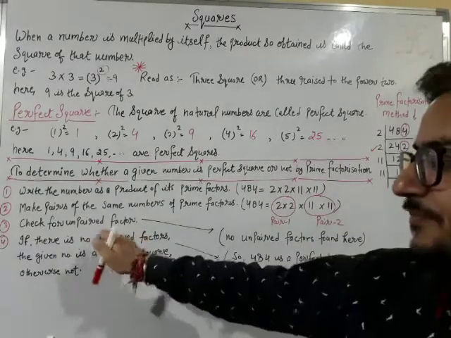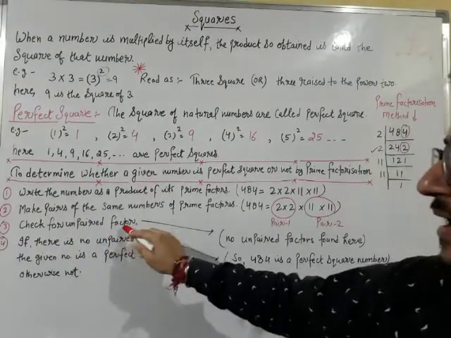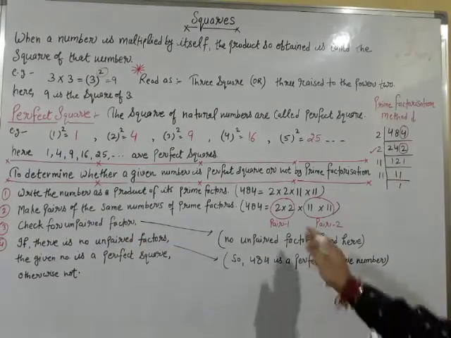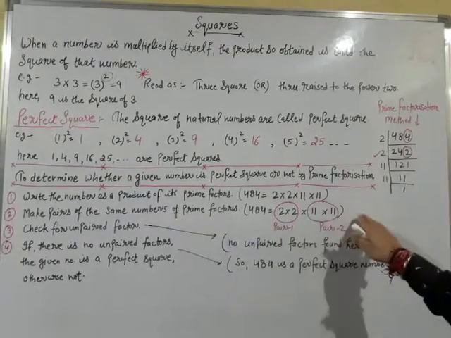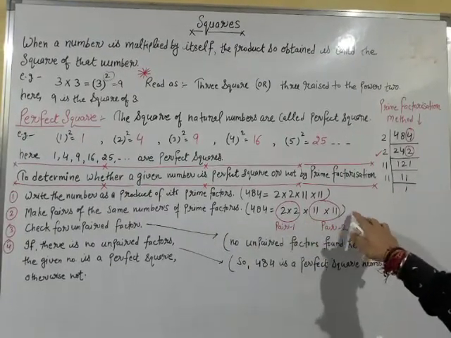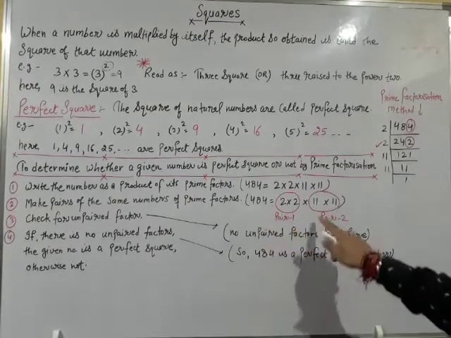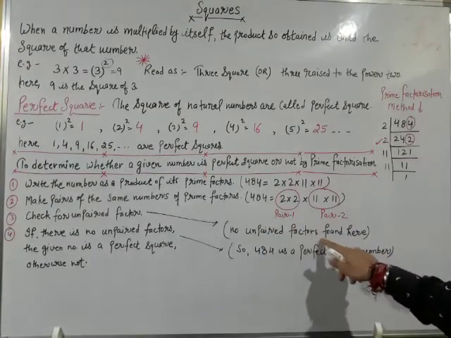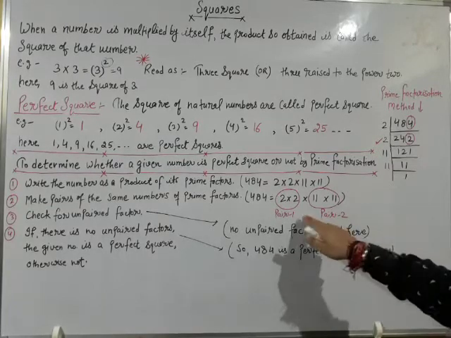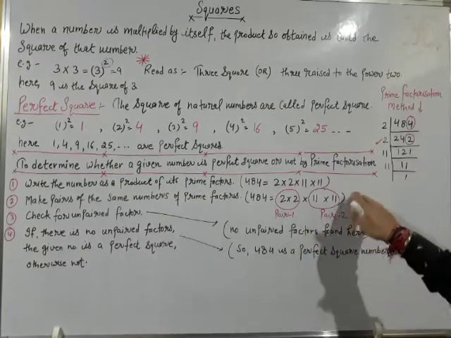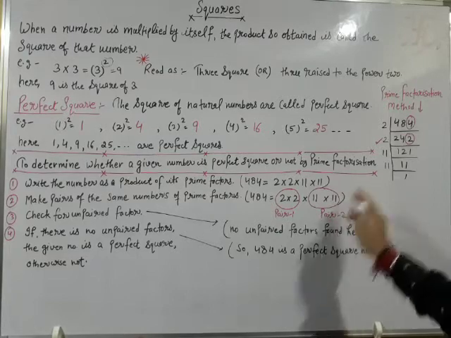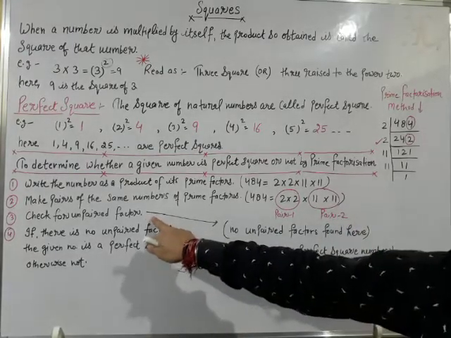Step number 3. Check for unpaired factors. Means we have to check whether there are any prime factors of 484 which are not paired. No unpaired factors are found here. Here there is nothing left. So our step number 3 is complete.